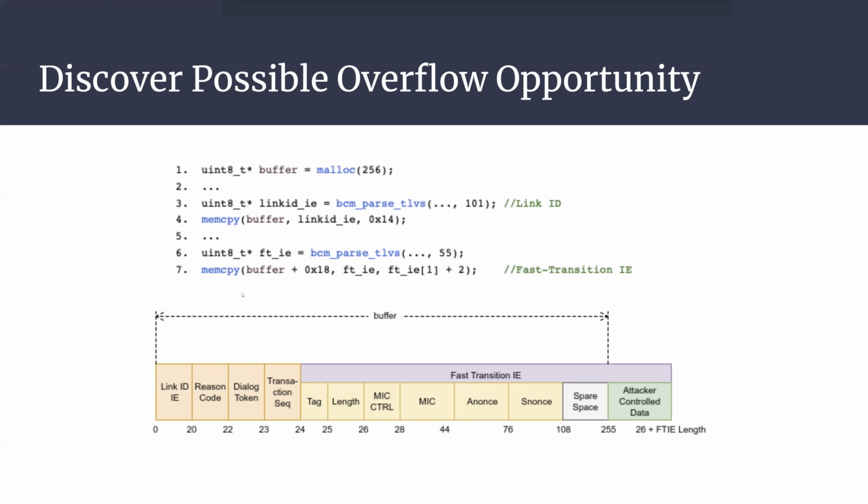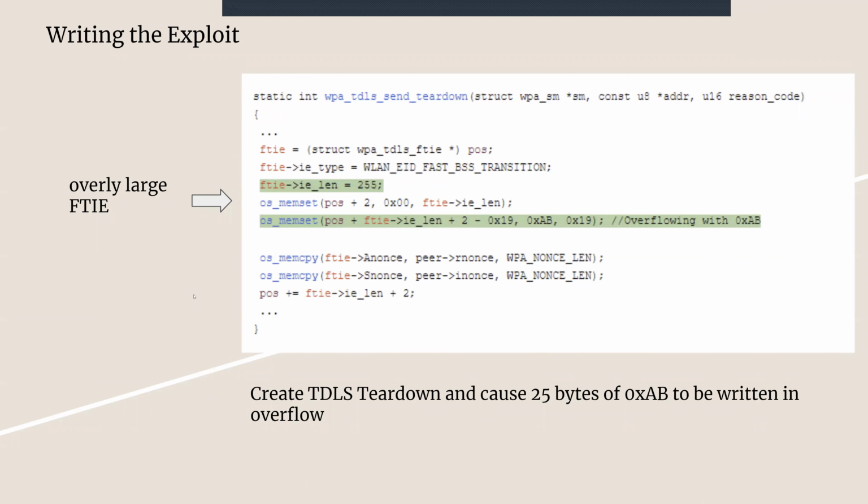And now I'm going to hand over to my teammate to dig more into how to write the exploit. So yeah, I'm going to go over how the exploit was written. The end goal here is to insert some shellcode into a place in memory that can be controlled.